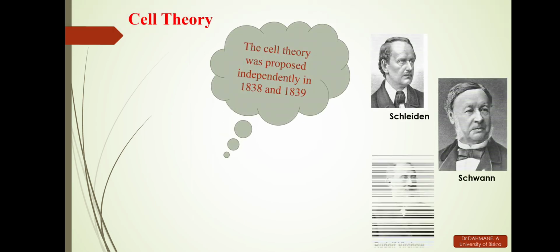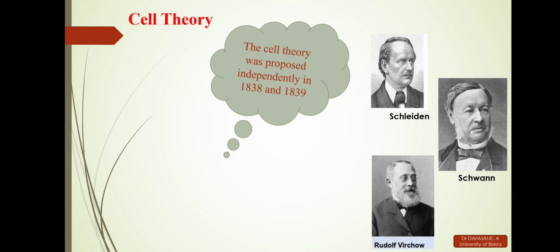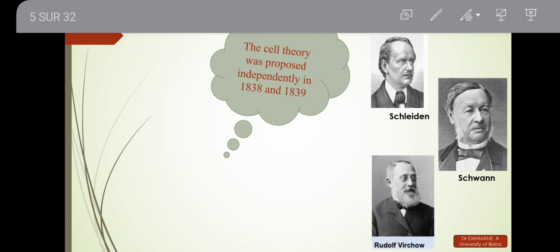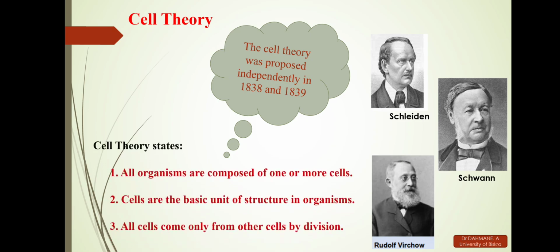Cell theory was introduced firstly and independently in 1838 and 1839 by three scientists, Schleiden, Schwann, and Virchow. And this theory states that all organisms are composed of one or more cells. Cells are the basic units of structure in organisms. So each organism is composed of one or several cells. And finally, all cells come only from other cells by division.